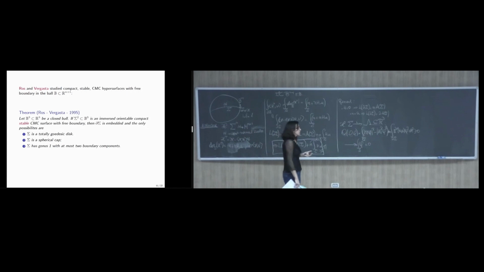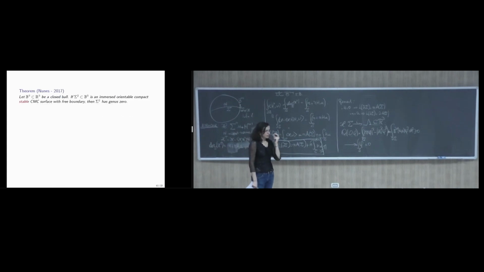Why this question? This question is because in the paper, Ros and Vergasta don't have an example of that. So you classify that, but don't show an example. So it is natural to ask if you can remove that, right? So to answer this question, Ivaldo Nunes from Universidade Federal do Maranhão, in Brazil, answered this question. And what did he prove? He proved that if you have the ball in Euclidean space and you have sigma immersed in this ball, with free boundary, CMC, compact, orientable, stable, okay, right? Stable. This is very important. Then what does he prove? He proves that sigma has genus 0.